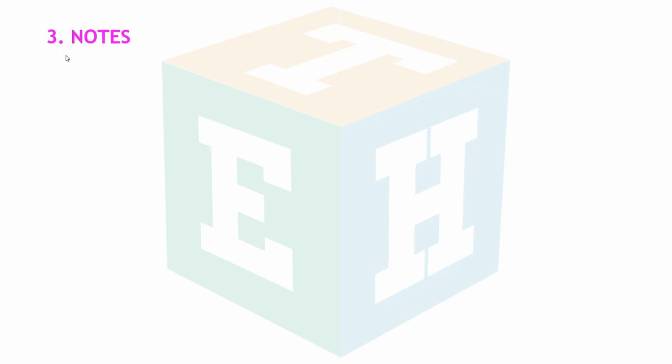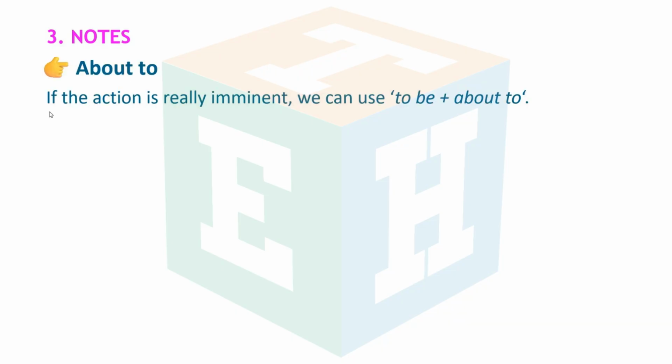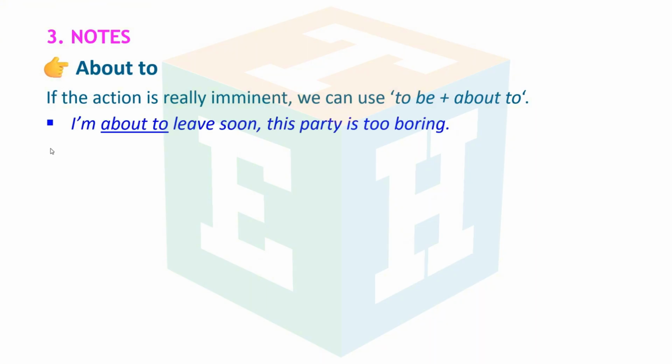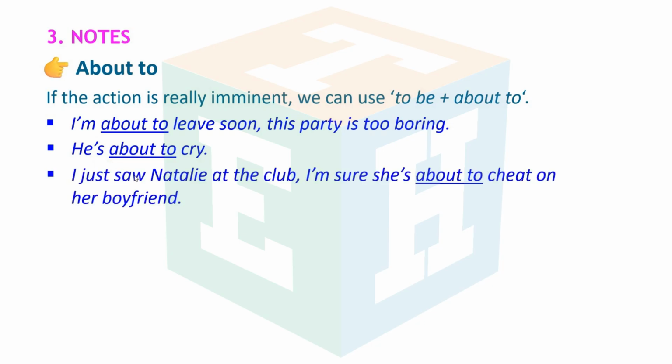Number 3, notes. About to. If the action is really imminent, we can use to be plus about to. I'm about to leave soon. This party is too boring. He's about to cry.